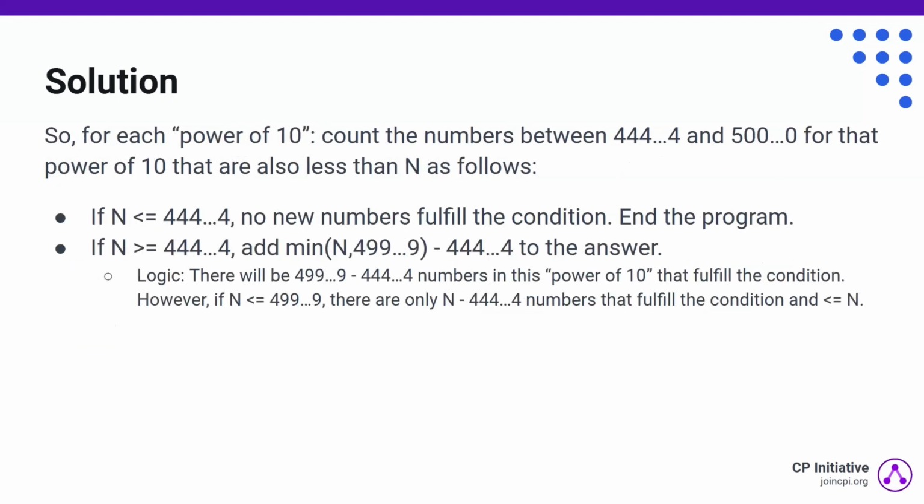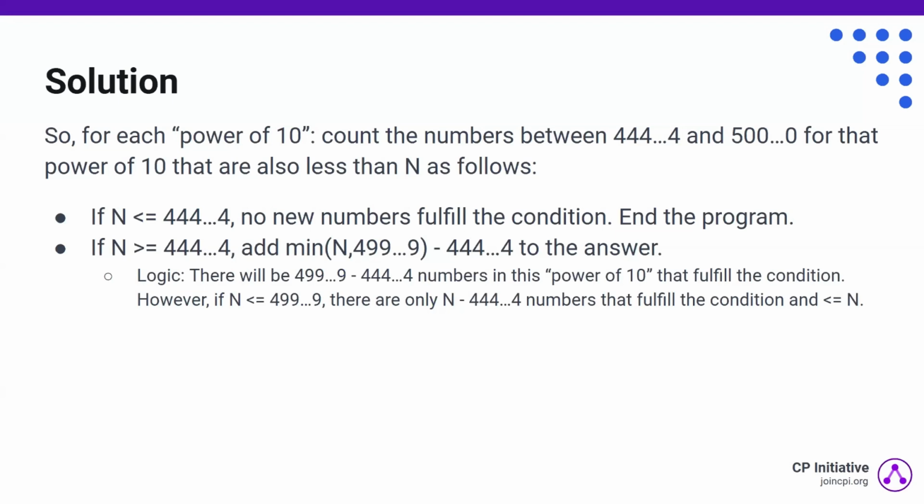The way to deal with this is you loop over each power of 10, in other words each possible length of a number in digits. Then you count the numbers between 4444 and 50000 for that digit length, or power of 10, and you also want to make sure it's less than n. So for specific casework, if n is less than 4444, then you're done. There are no new numbers that fulfill the condition. Everything you're going to be looping over from now on is going to be greater than n, so you just terminate the loop and output your answer.